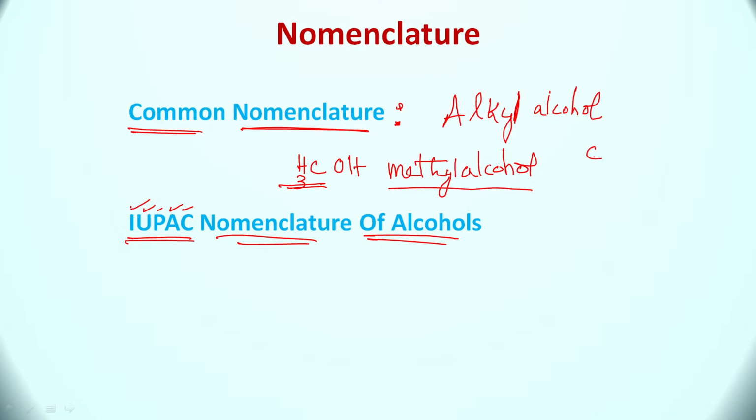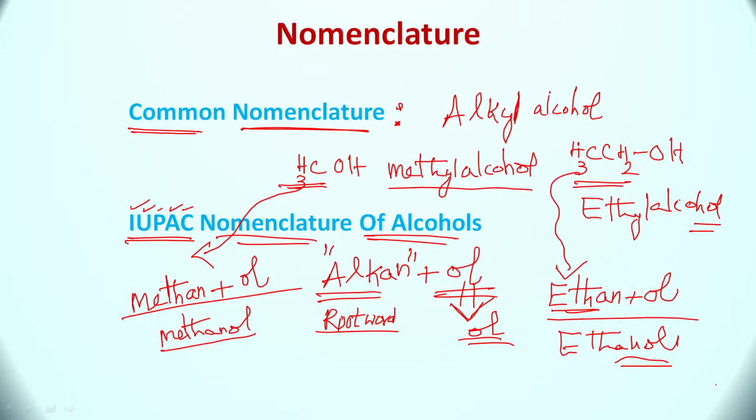Let us take two carbons containing alcohol, CH3CH2OH. In this case you have CH3CH2, it is called as ethyl. The alkyl group is ethyl, so you have to add alcohol. And if you take three carbons containing alcohol, that is CH3CH2CH2OH.